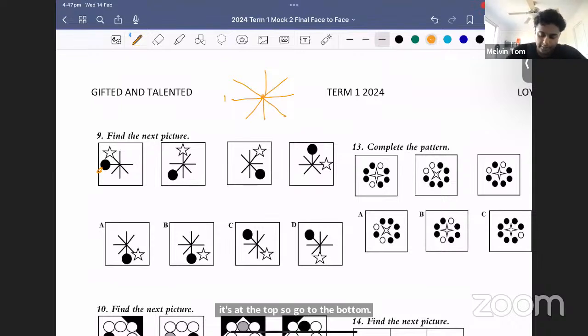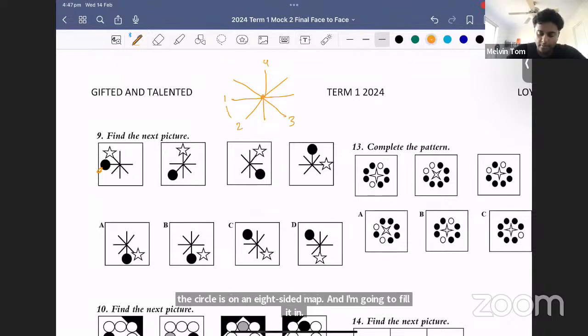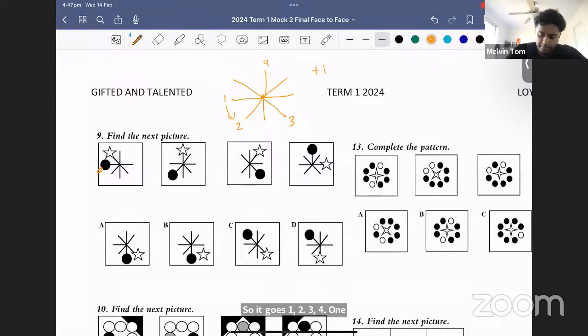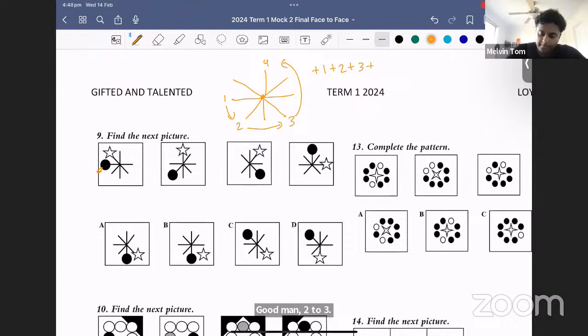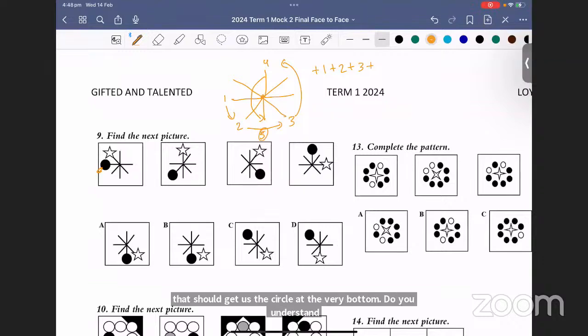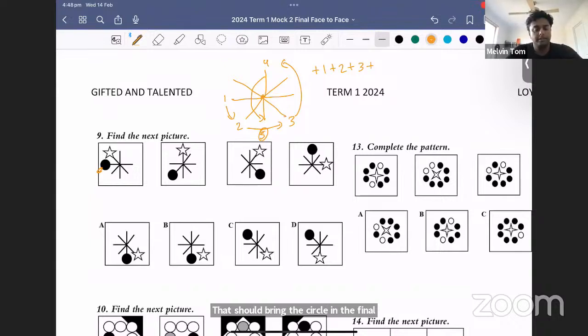And I'm going to fill it in. So it goes 1, 2, 3, 4. 1 to 2, Ahad, how much does it move by? +1. Good man. 2 to 3, +2. 3 to 4, +3. Next one should be +4. And that should get us the circle at the very bottom. Do you understand? That should bring the circle in the final image to the very bottom. Do you understand? Yup.